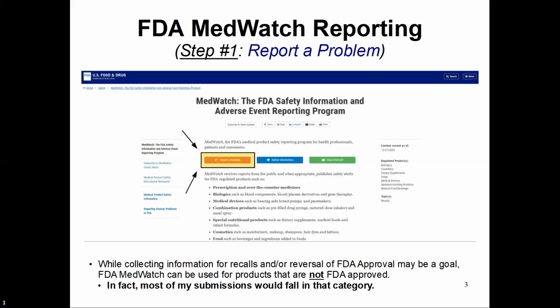So for FDA MedWatch, this is what you probably see when you look for FDA MedWatch, and the first step will be to click the red button that says report a problem. Now, my understanding is that part of the reason FDA MedWatch was created was to have a system so that you could report issues where you might have a recall or reversal of FDA approval. But what I think is really important and useful is that the products don't have to be FDA approved for you to report an adverse event.